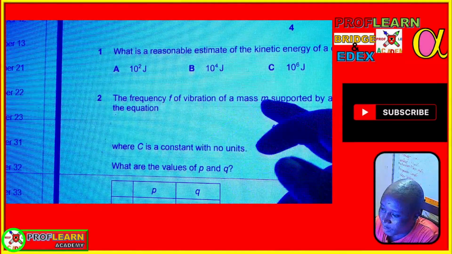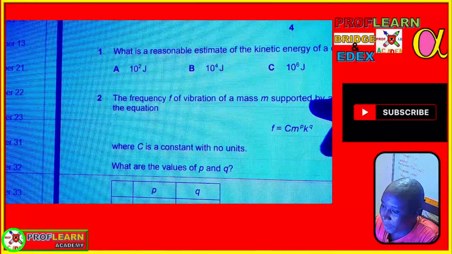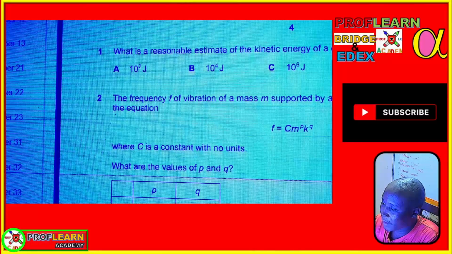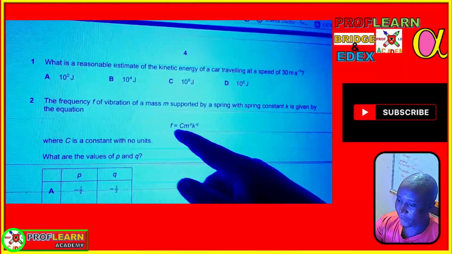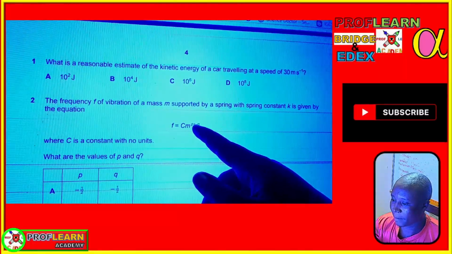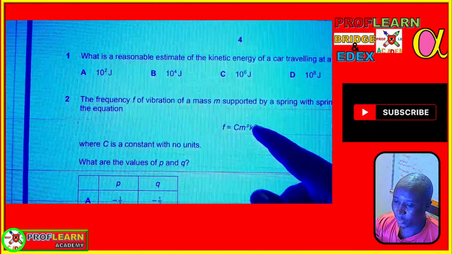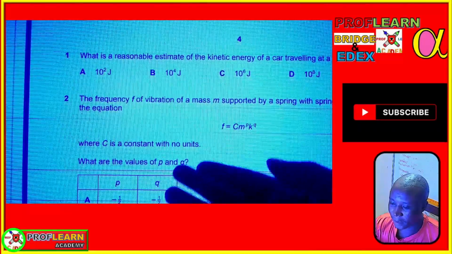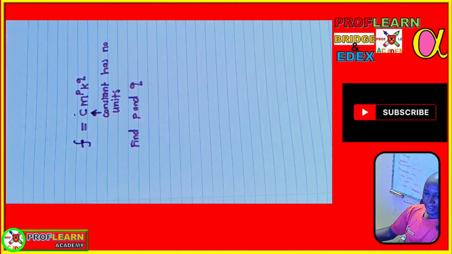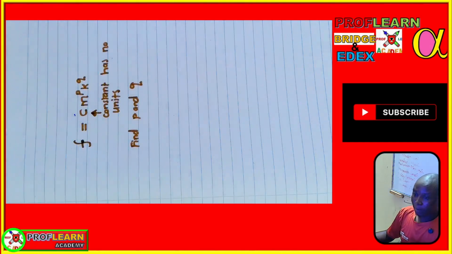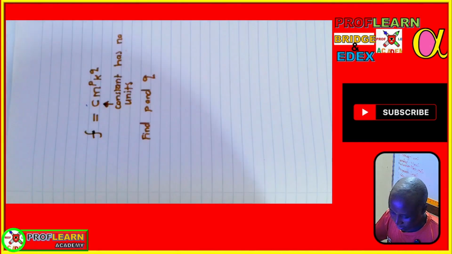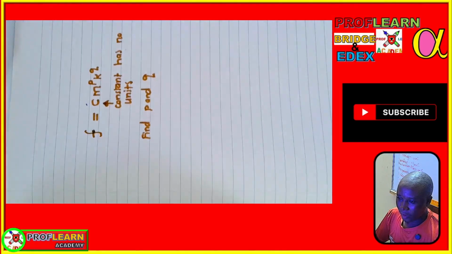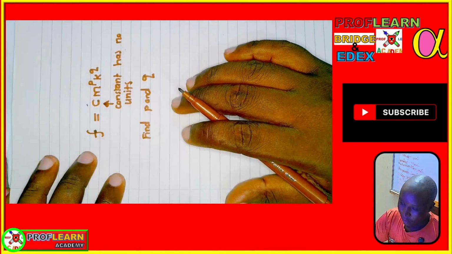The frequency f of a vibration of mass m supported by a spring with spring constant k is given by this equation that we have here. f is equal to c m raised to power p, k raised to power q, and then we are supposed to find the values of p and q. So that is what we are given, and then we are supposed to work out that particular part. At this given point, I want us to try to figure out how you approach a question like this in the event that you are given a question and you are supposed to work it out.